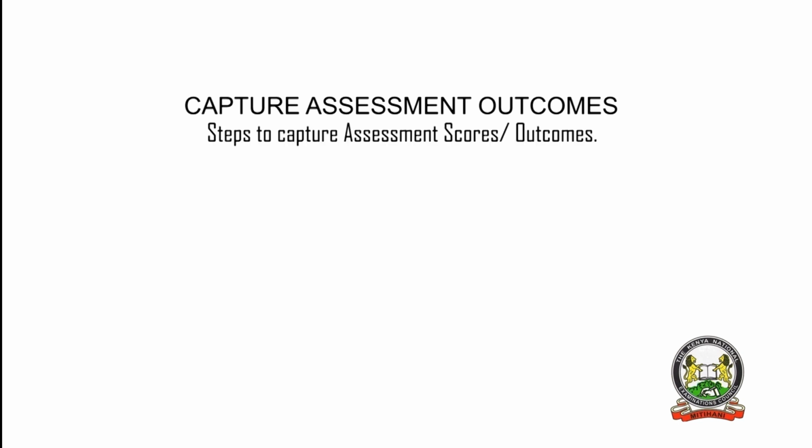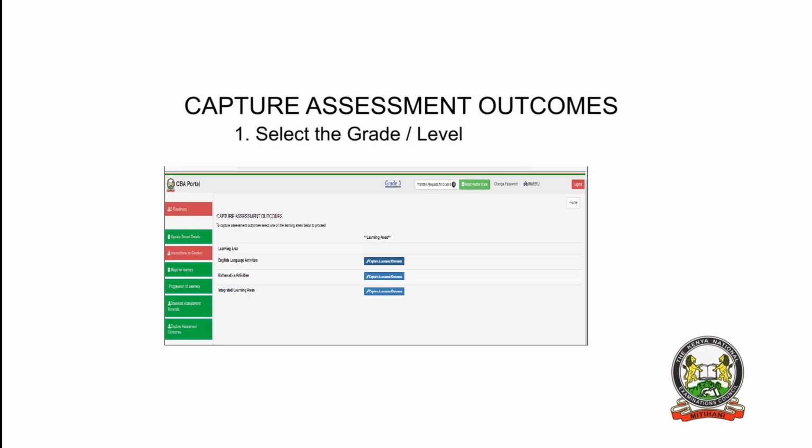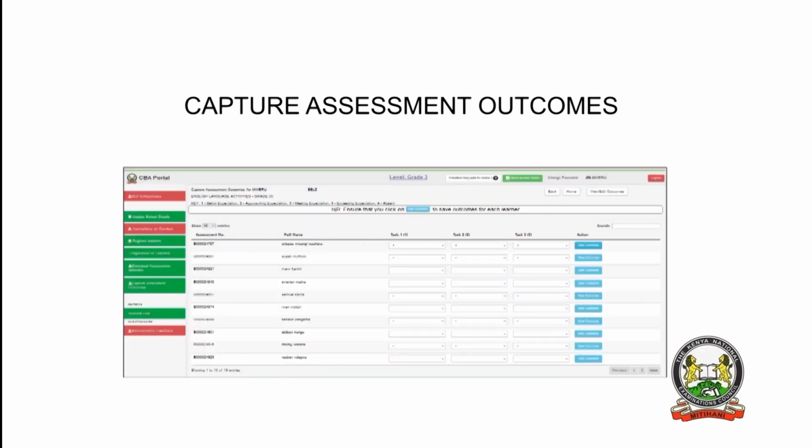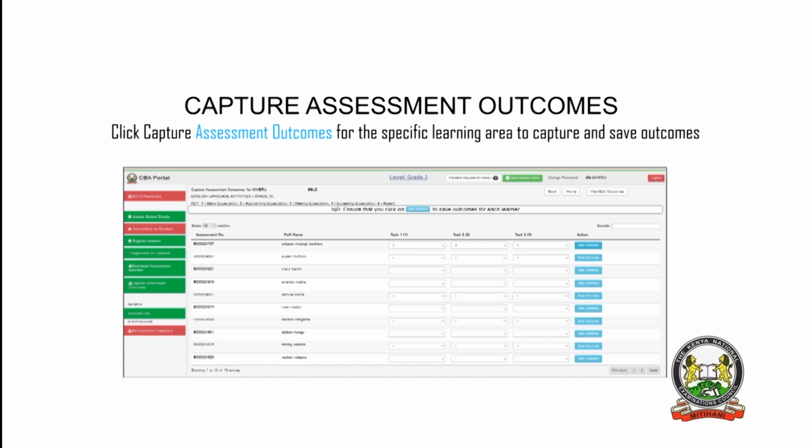Capture assessment outcomes. Steps to capture assessment scores or outcomes. Number 1, remember to select the grade or level. Number 2, click the Capture Assessment Outcomes button to open the learning areas as shown below. Once you've done that, number 3, you'll click Capture Assessment Outcomes for the specific learning areas to capture and save the outcomes for each learner as shown below.